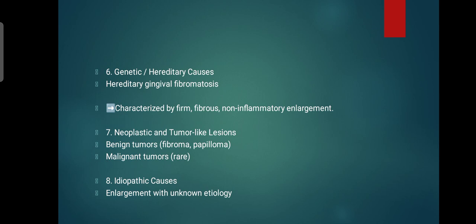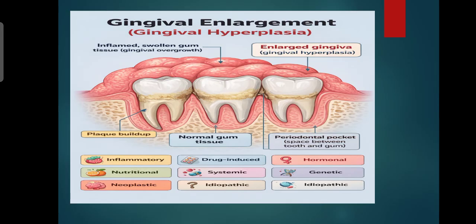Neoplastic and tumor-like lesions can also result in gingival hyperplasia. Benign tumors such as fibroma and papilloma, and malignant tumors are rare. Despite all these causes, gingival hyperplasia can also occur due to an unknown etiology, and it is the idiopathic cause. Now, here you can see a summary.